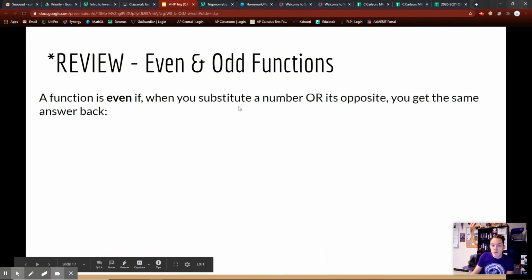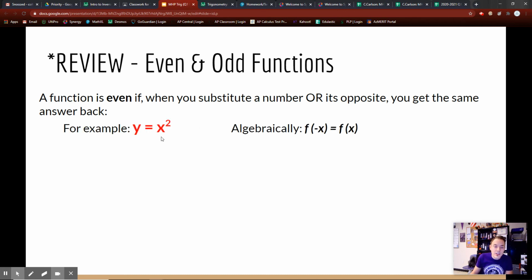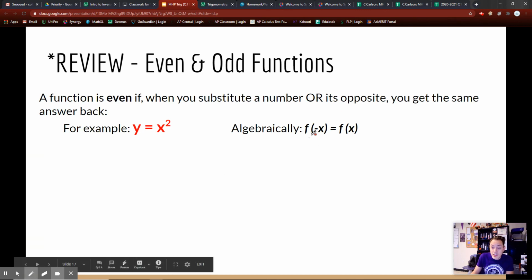Now, review of even and odd. Your algebra teacher may or may not have gone through what we call even and odd functions. They're actually pretty easy functions. The reason why I want to review it algebraically is because even and odd functions apply to trigonometric functions as well. So let's just say I have, for example, y equals x squared, and I want to algebraically put in a negative x. What makes it an even function is if I get that same function out.